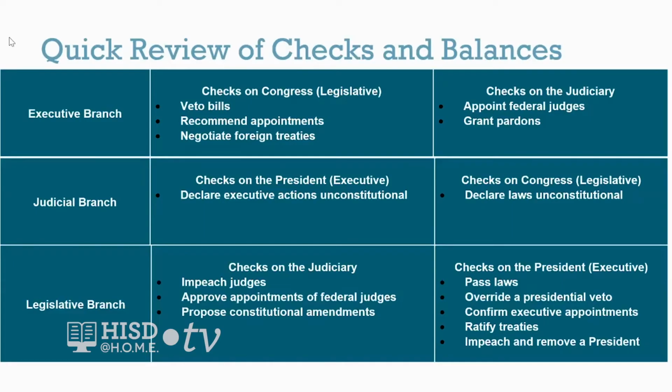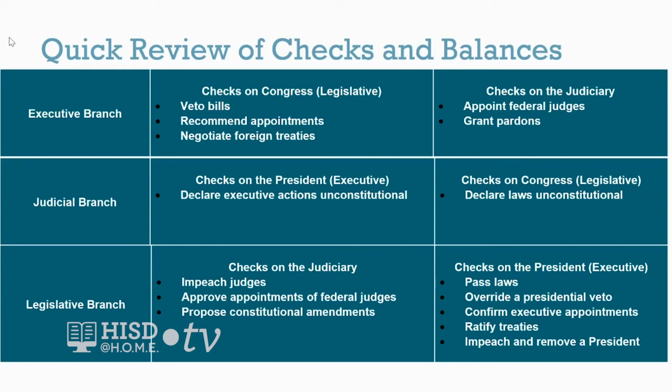That was pretty simple. So now, let's do a quick review of the checks and balances of each branch and how they check the other branches. So let's begin with the executive branch. So the executive branch, which is our president, he or she checks Congress by vetoing bills, recommending appointments, and negotiating foreign treaties. How they check the judiciary is by appointing federal judges and granting pardons. The judicial branch, which is our Supreme Court and all other courts, this is how they actually check the executive branch or the president.